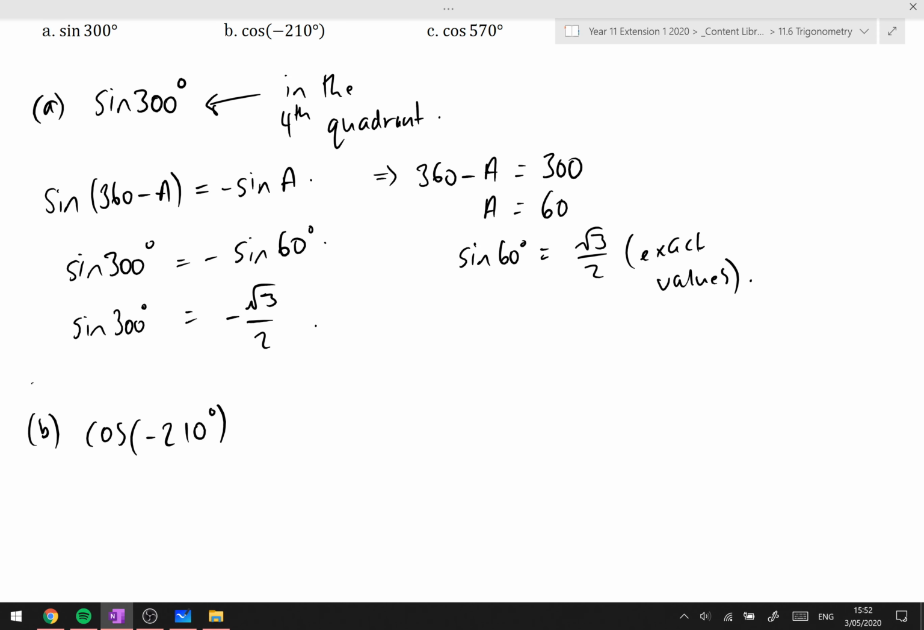So what we're going to do is add negative 210 to 360. So we do minus 210 plus 360, and that gives us 150. So this is the same as cos of 150 degrees.